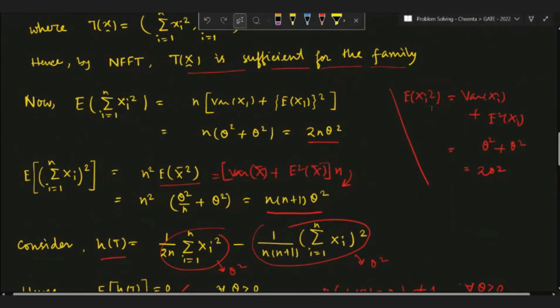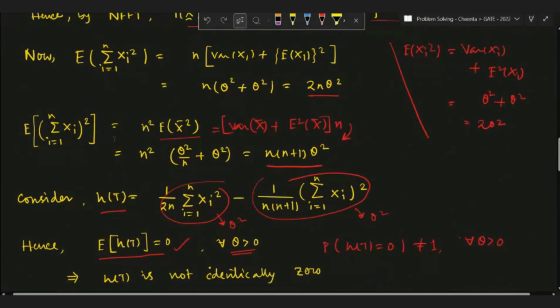We can write expectation of xi square equal to variance of xi plus expectation square of xi, which is coming out to 2 theta square. And expectation of (summation xi) whole square is coming out to be n into (n plus 1) theta square. We can write summation xi is n into x bar, and from that we can write it as n square into expectation of x bar square. So expectation of x bar square is coming out to be variance of x bar plus expectation square of x bar.